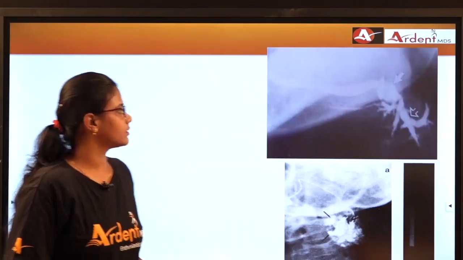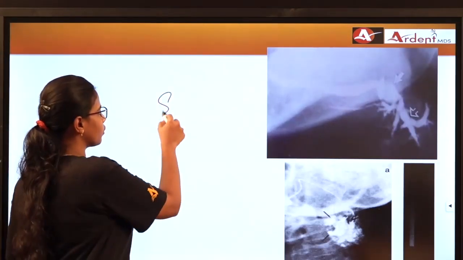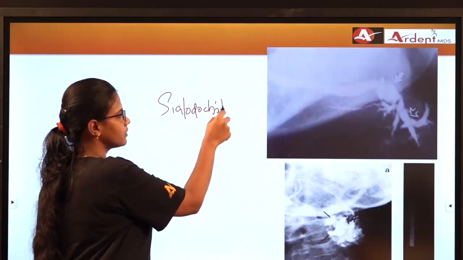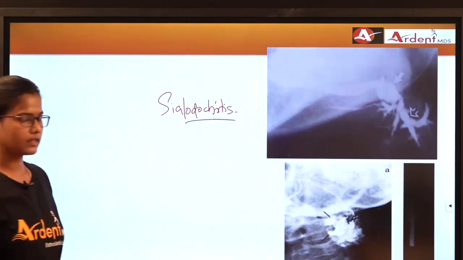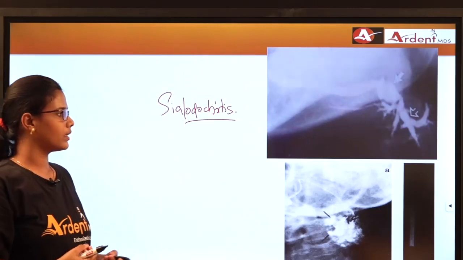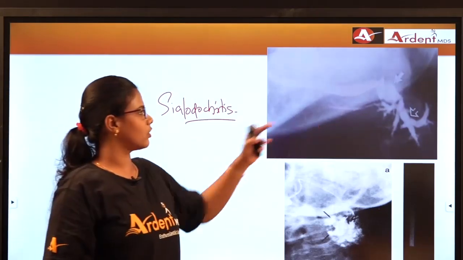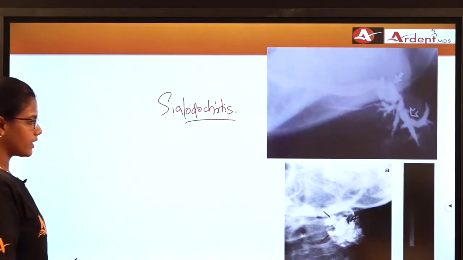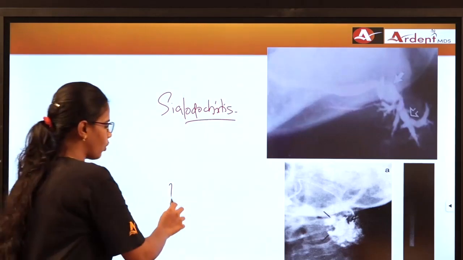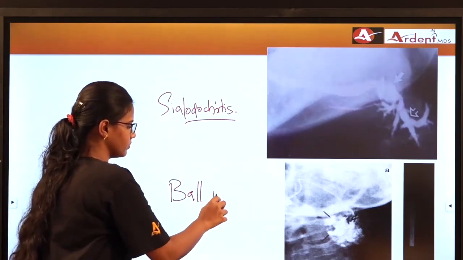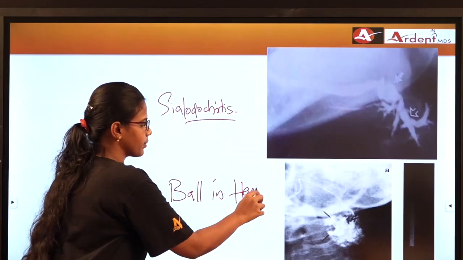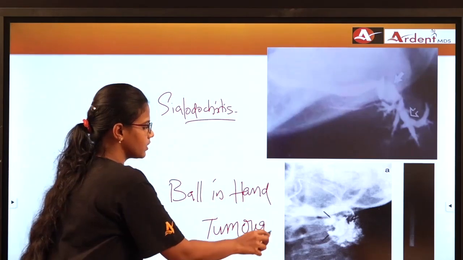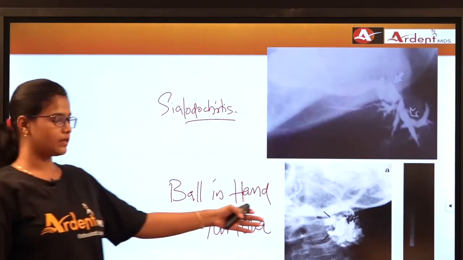And again, next sialographic image. This is sialodochitis. Sialodochitis means it is the inflammation of your salivary duct. That can be due to calculi or any foreign bodies. So this is the image of sialodochitis, and here you can see the salivary gland tumor is imaged like a ball in hand appearance. It is typically seen in tumor. Salivary gland tumors are seen in ball in hand appearance. So we have to remember the term as well as the image also.